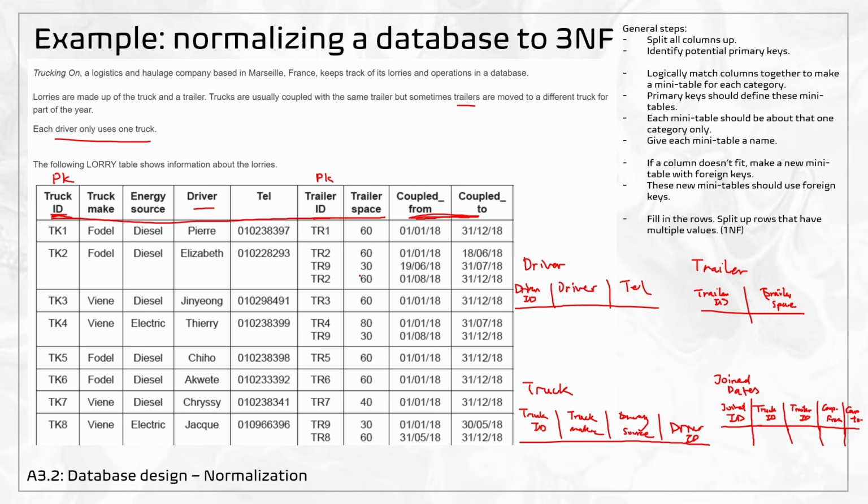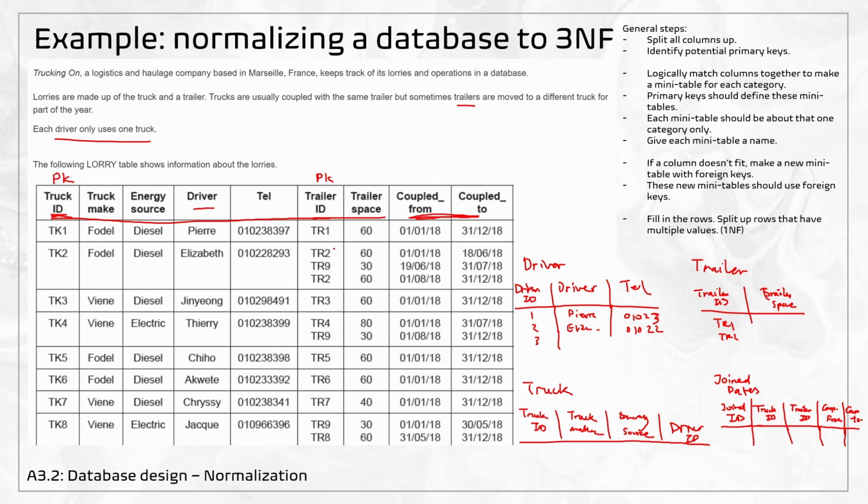So let's just do a couple, as this is an example. So driver ID, well, we don't have driver ID in this table, so let's just write 1, 2, 3, etc. And driver, we have Pierre, we have Elizabeth, and we have their telephone numbers as well. So yeah, whatever. Well, that's not a 7, but yeah, you get the point. And trailers, we've got trailer ID, so TR1, TR2.